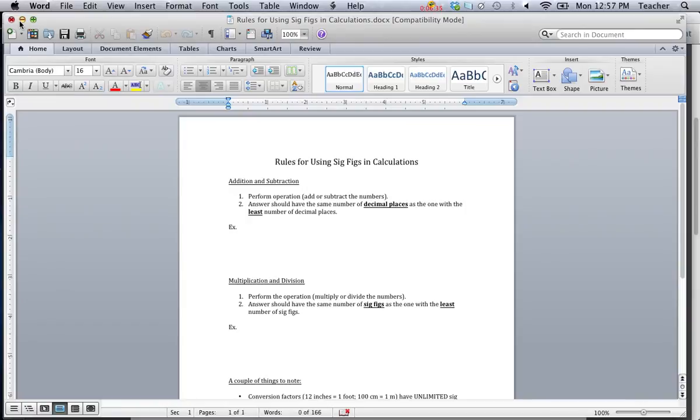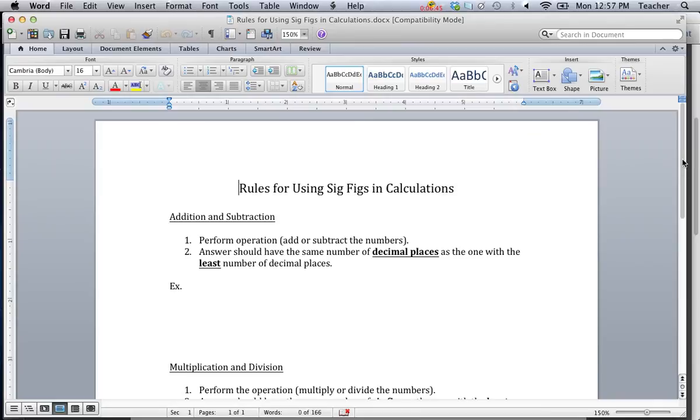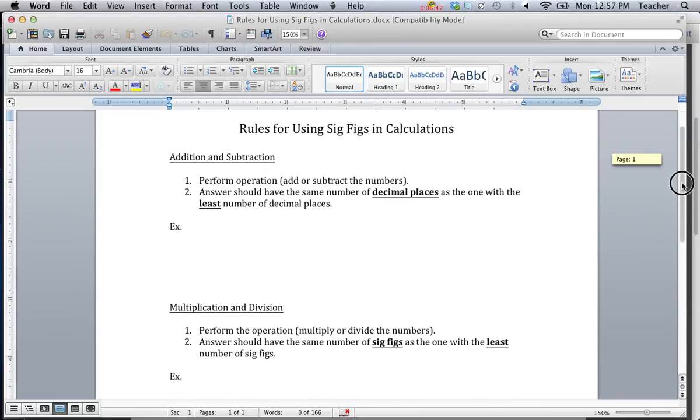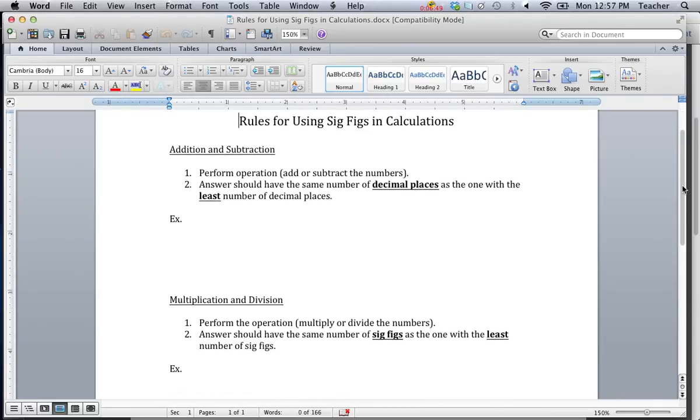Okay, so the rules for using our sig figs in calculations. Once we've determined the number of sig figs that we have in a number, now we can actually use them in calculations, because for instance, if we're calculating volume, we have to multiply. There may be times, like with displacement, that we have to add or subtract. So the rules are slightly different for each.